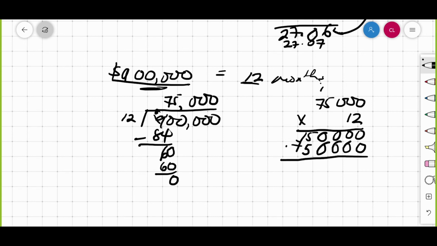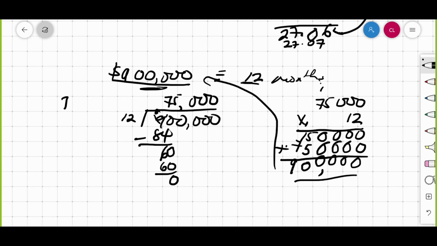Let's add these and see 0 0 0 0. 5 and 5 would give us 10, carry 1, 1 and 1 2, 2 and 7 9, 1 2 3. We get back the 900,000 which we started with there. So it means that the man earns $75,000 per month. Okay, so his average for each month would be $75,000. Any questions on that one?